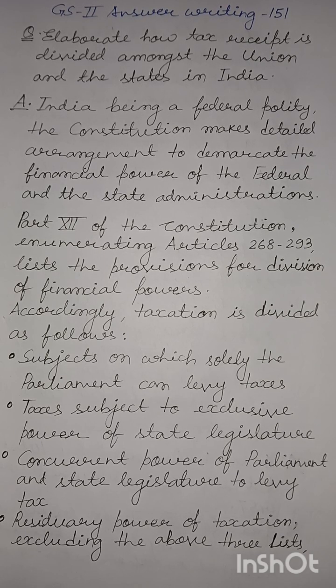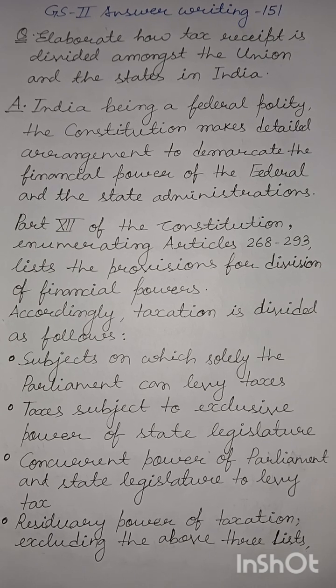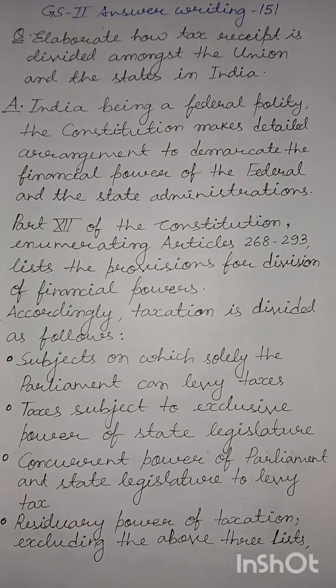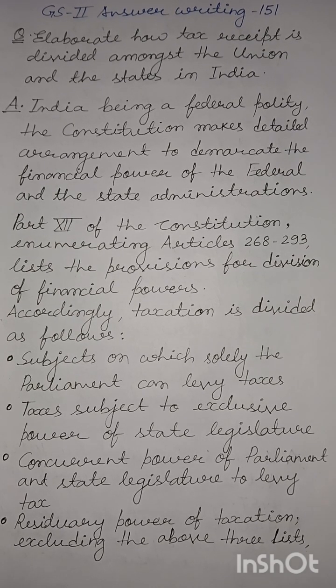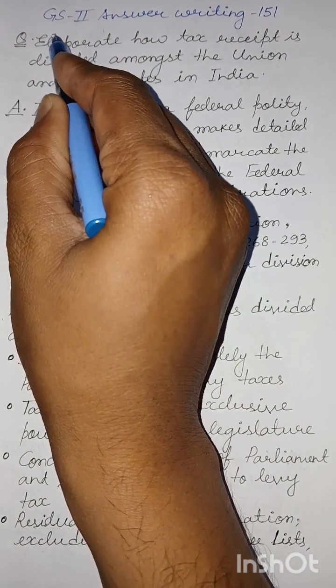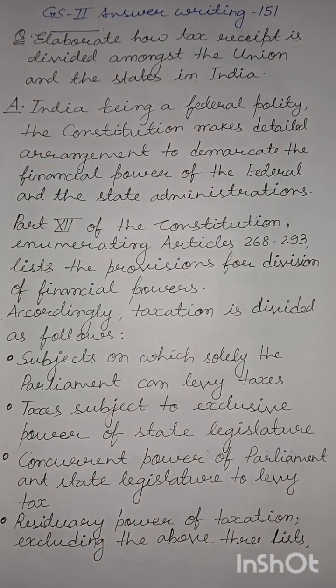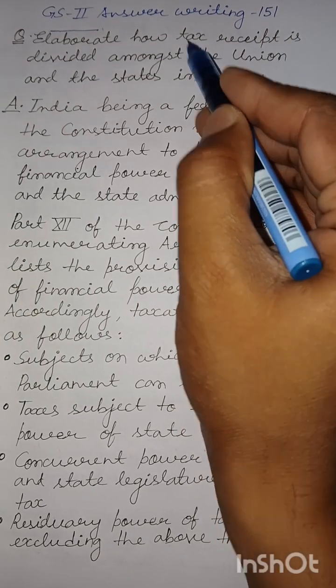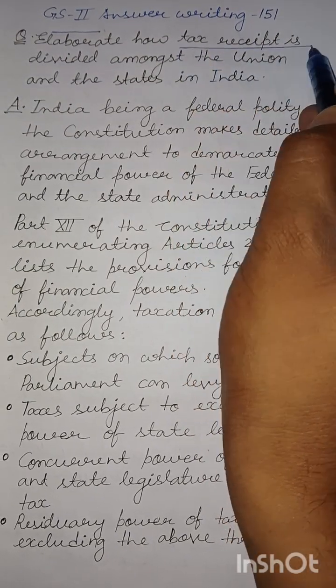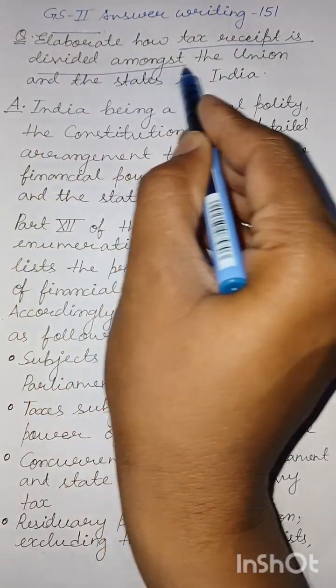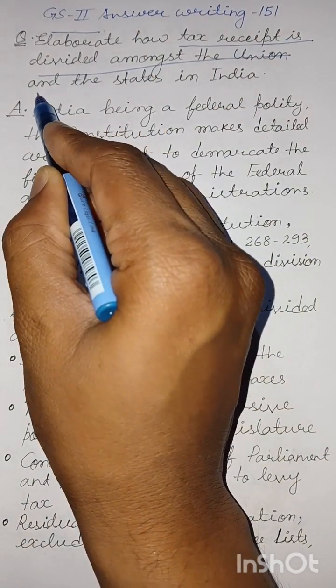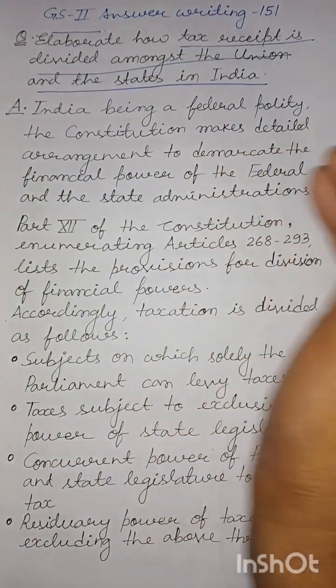This is Rocket Ship IAS Lab and continuing with our series on answer writing for general studies papers of civil services main examination. We take up a question that you might come across in GS paper 2. Here goes the question. Elaborate how tax receipts are divided among the union and the states in India.